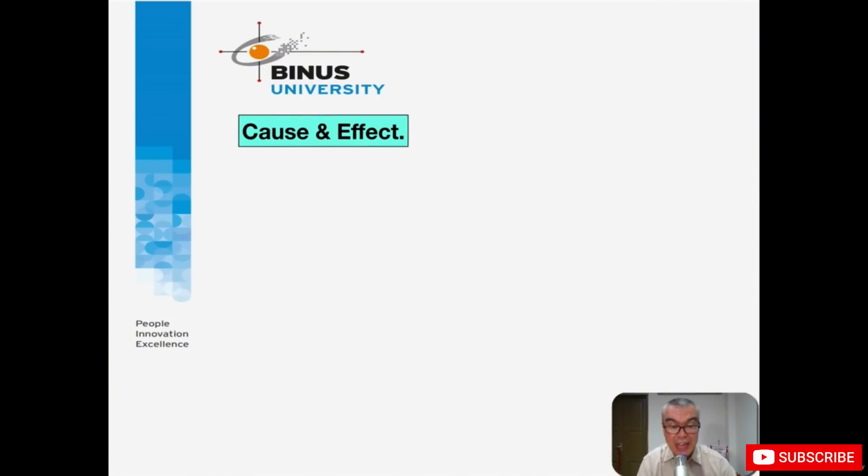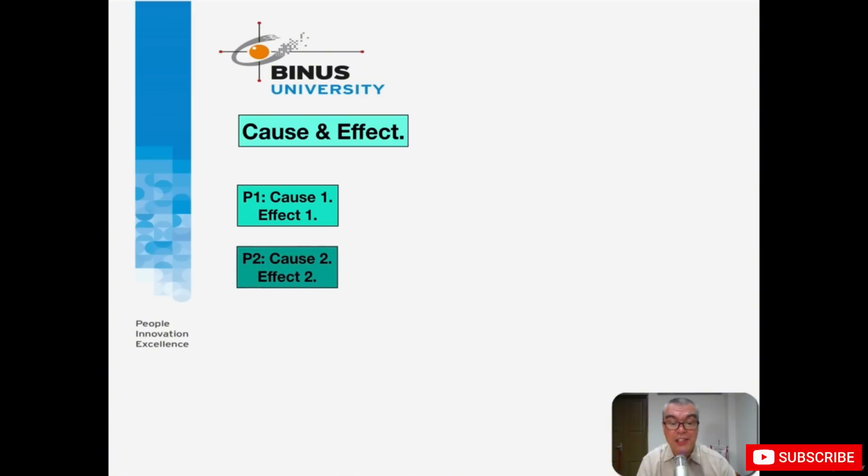So with cause and effect, obviously you have cause and effect. So you need to organize your paragraphs according to that. For example, paragraph 1 would focus on the cause number 1 and then the effect of this cause. Then you make a new paragraph and you might describe cause number 2 and discuss effect number 2 of this.